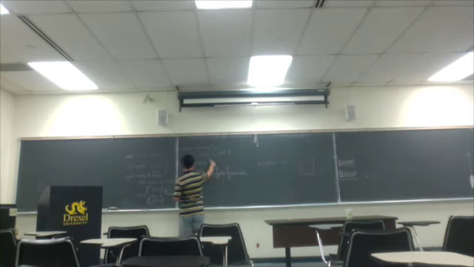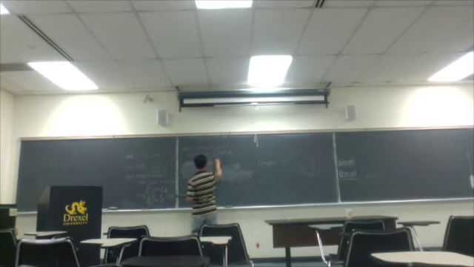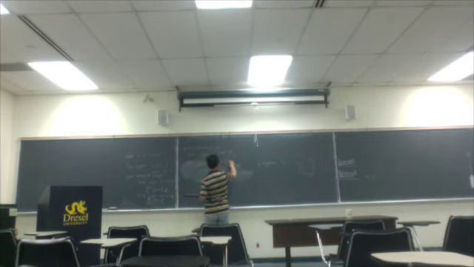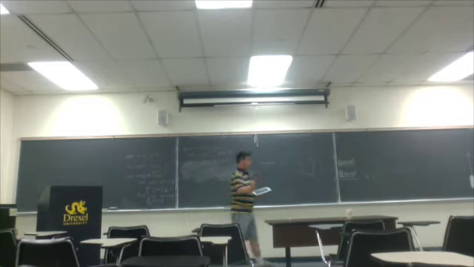How many points are there? It will be n2 minus n1 plus 1, and then the sum of them. So the power is like the average energy over this time period.